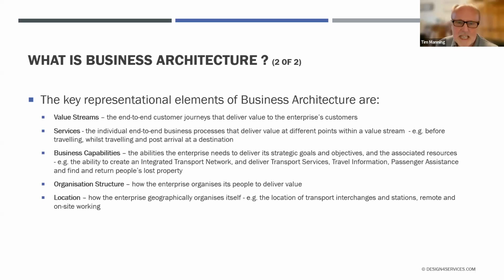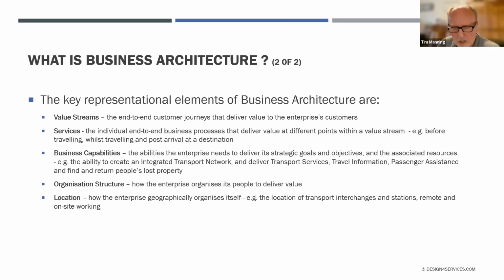And then you've got the services that actually are delivered to support that value stream. So travel information, updates travel information as you're traveling to know whether you're going to get delayed. So individual services that are supporting the customer journey, the value stream. And then for those services, well, what capabilities do we need? What do we need to be able to do? What do we need to be good at? So that's where we model the business capabilities.